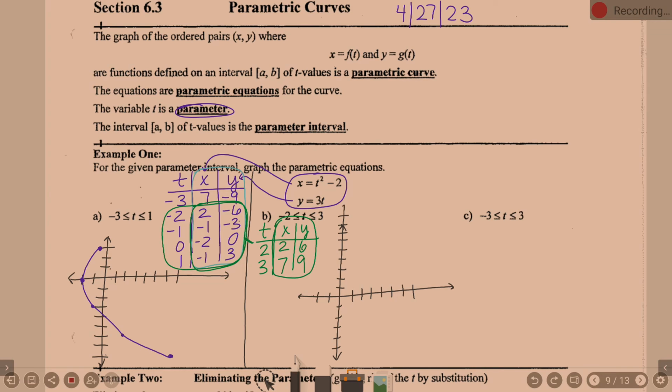Did that this morning too. Okay, up 9. So, okay, you ready? Almost. Right 3, down. So, when t is -2, we're going to go right 2, down 6.